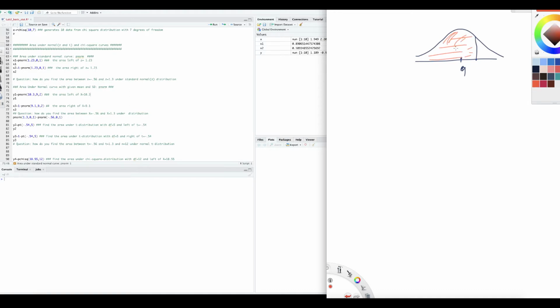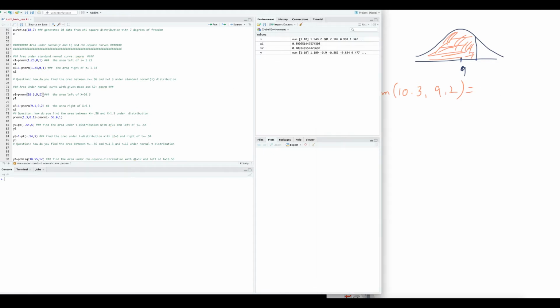So how do you find out the area under the normal curve with mean 9 and standard deviation 2? You do pnorm, and you want to find the area left of 10.3, right? The mean is 9, standard deviation is 2. If you do that, it will give you the area left of that, right? Let me find out how much that would be. So go there and hit enter, and hit enter again, because I denoted that by y1.